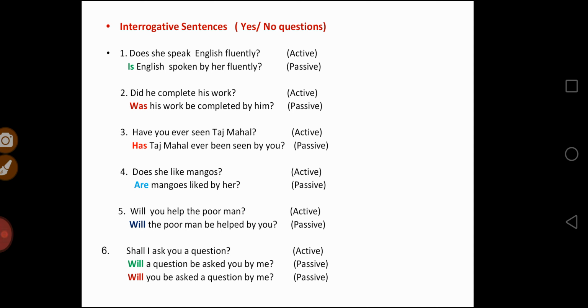Have you ever seen the Taj Mahal? Has the Taj Mahal ever been seen by you? Does she like mangoes? Are mangoes liked by her? Here mangoes are plural, that's why we have used are. Will you help the poor man? Will the poor man be helped by you? Shall I ask you a question? Will a question be asked of you by me? Or will you be asked a question by me?